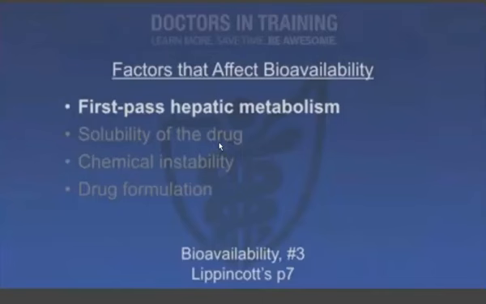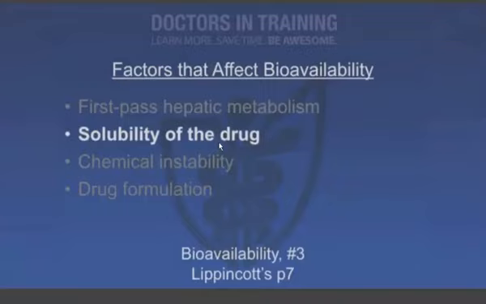First of all, there's that first pass hepatic metabolism that we've mentioned a couple of times. If you've got a drug that is absorbed readily, but it goes to the liver and it's broken down and deactivated and metabolized to the point of being ineffective before it gets into the systemic circulation, the bioavailability is going to be low. We mentioned nitroglycerin. If you give it orally, it's going to be metabolized to the point of being totally inactive by the time it gets to the systemic circulation.